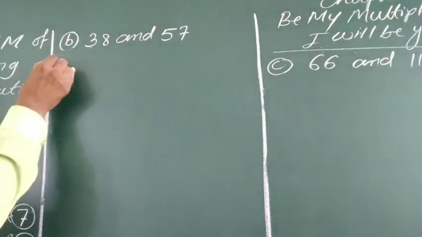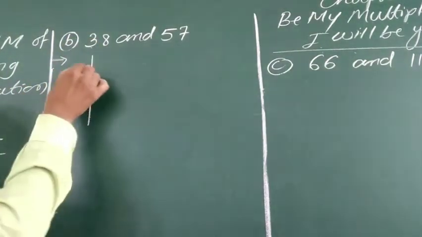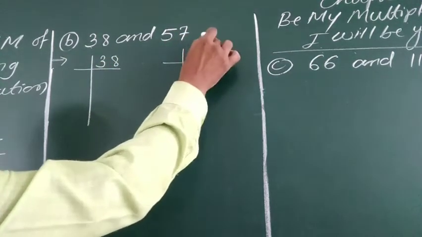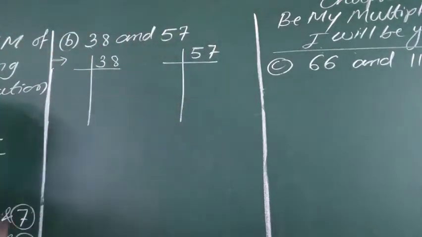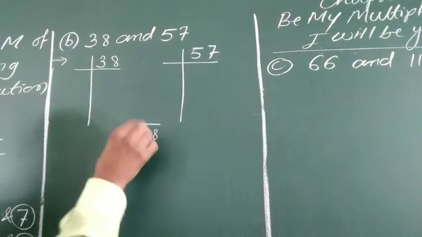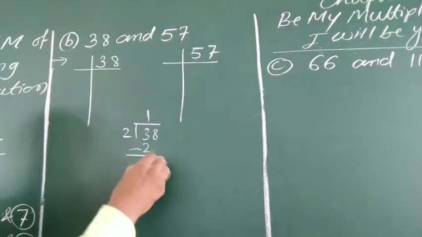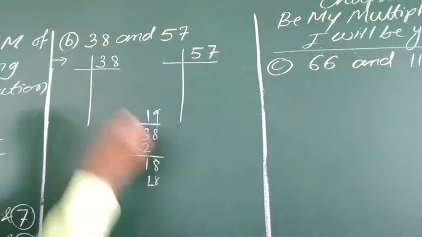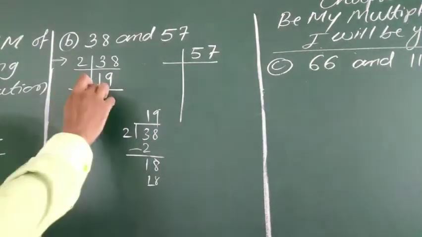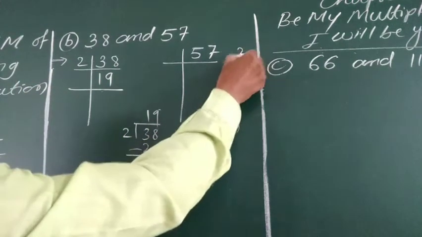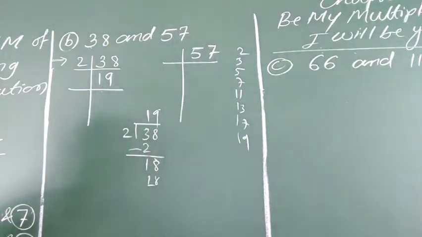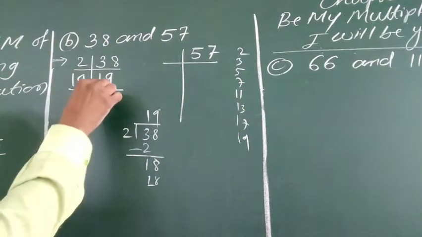38 and 57. Now see, it is 38 and it is 57. Okay. Now you know 38 is even number, so divide 38 by 2. 2 1s are 2, it is 1. 2 9s are 18. It is 19. Again 19 is prime number. देखिए बेटा 2 3 5 7 11 13 17 and 19. These are prime number. So 19 can divide by only 19, so it will be 1.